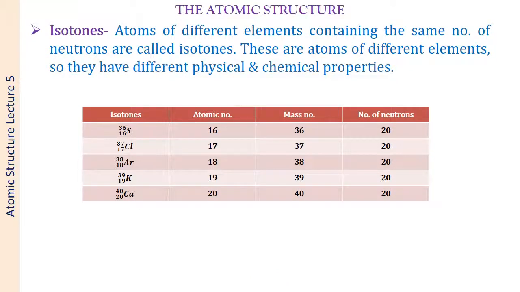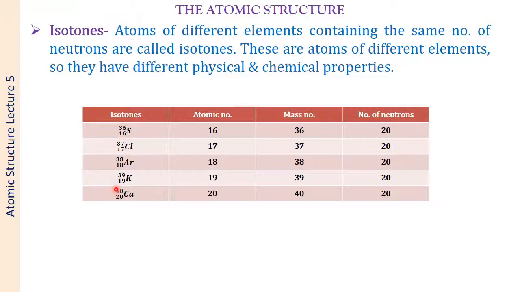Next we have isotones. So what are isotones? They are atoms of different elements. So different elements means the atomic number is going to be different. Then this contains the same number of neutrons. They are called as isotones. These are atoms of different elements. Hence they are going to have different physical and chemical properties. For example, we have sulfur 16 36, chlorine 17 37, argon 18 38, potassium 19 39 and calcium 20 40.